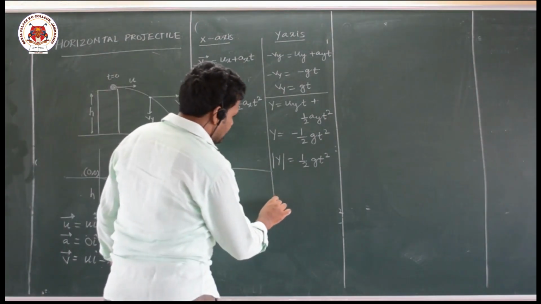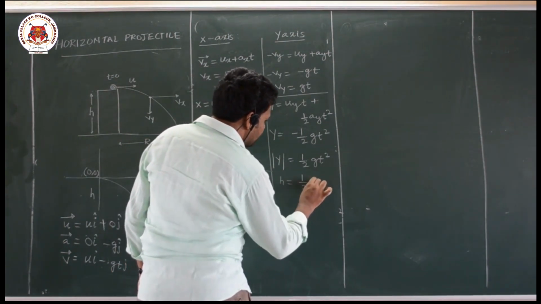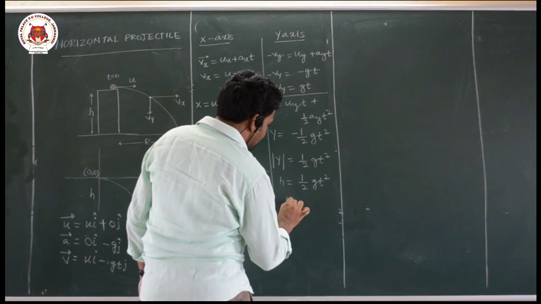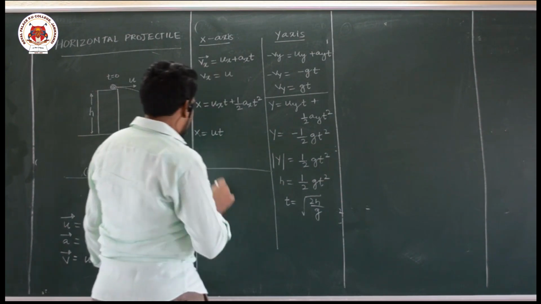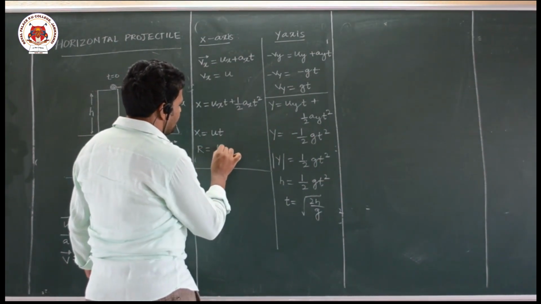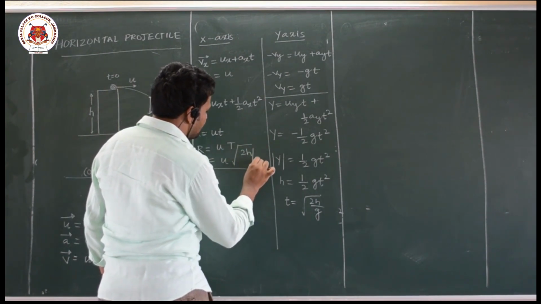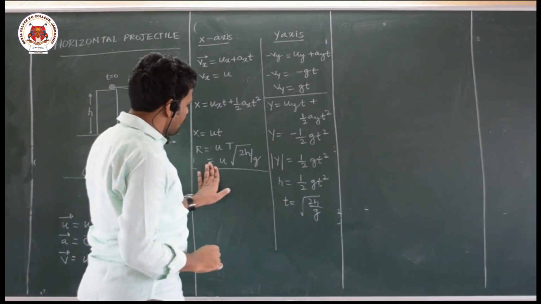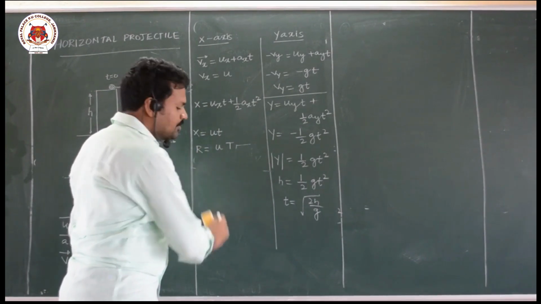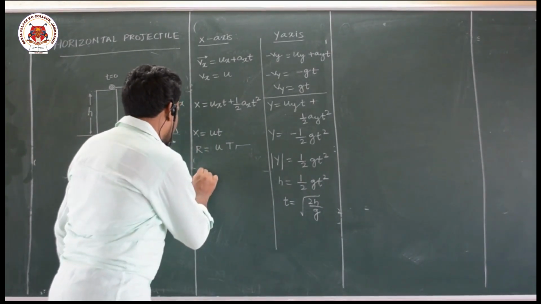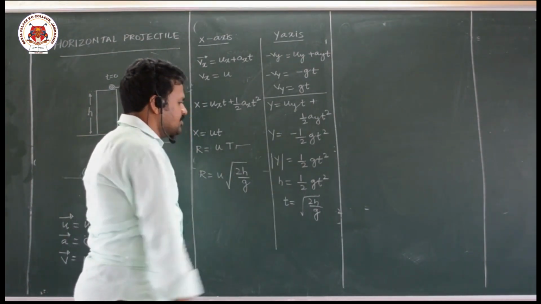Next, if total height it is travelling, here I can write h is equal to half gt square, it reaches the bottom, time taken to reach ground is under root of 2h by g. Now range is equal to u into total time, that is u into under root of 2h by g. R is equal to u into under root of 2h by g is the formula of range.